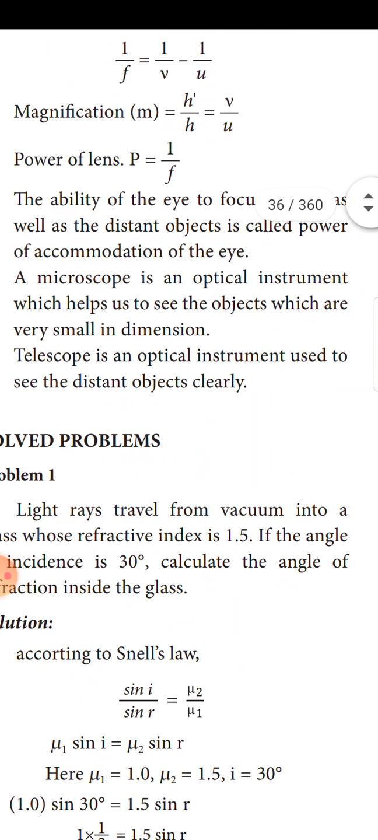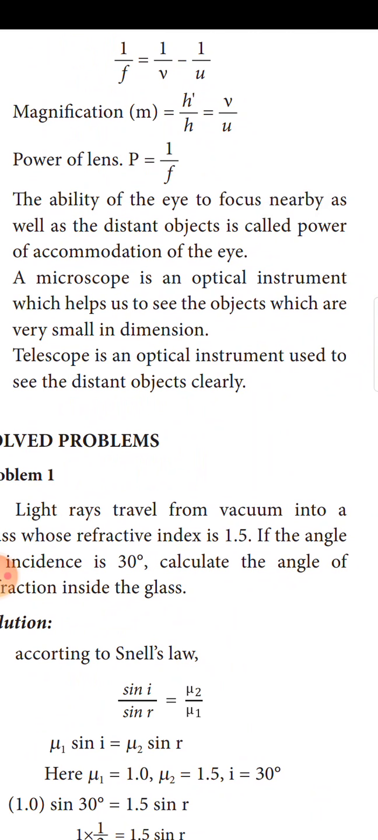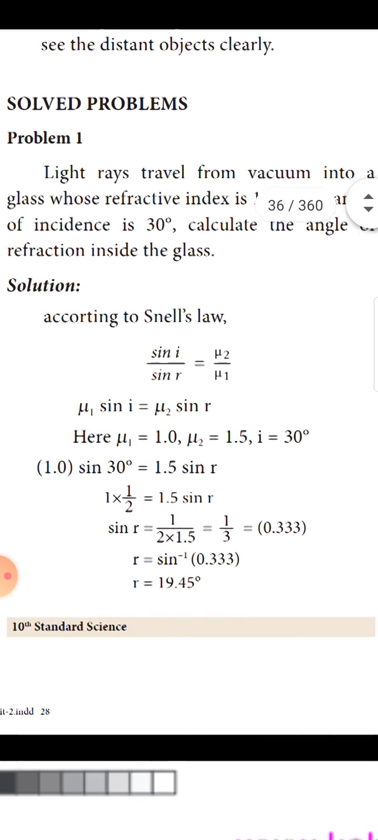The ability of the eye to focus nearby as well as distant objects is called power of accommodation of the eye. A microscope is an optical instrument which helps us to see objects which are very small in dimension. Telescope is an optical instrument used to see distant objects clearly.